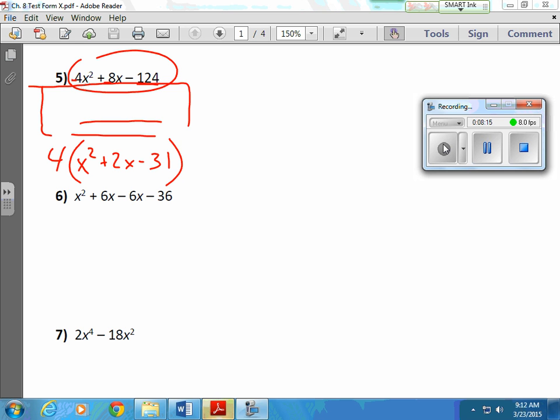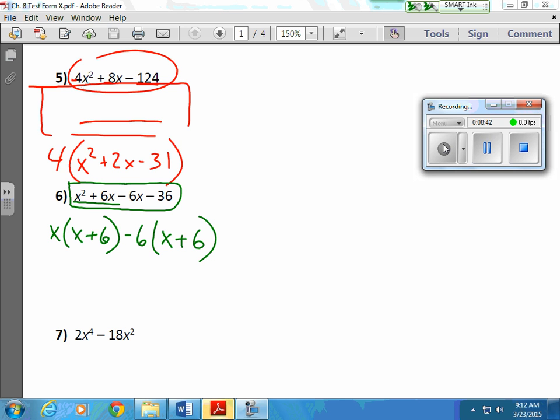Okay, number 6. You could factor this by grouping right away and say, okay, my first two terms both have an x in common, so I could take an x out and be left with x plus 6. My second two both have a 6 in common, and if I take a negative 6 out, I'm also left with x plus 6. You could do it that way and get x plus 6 as the common factor, and then you have an x and a minus 6.